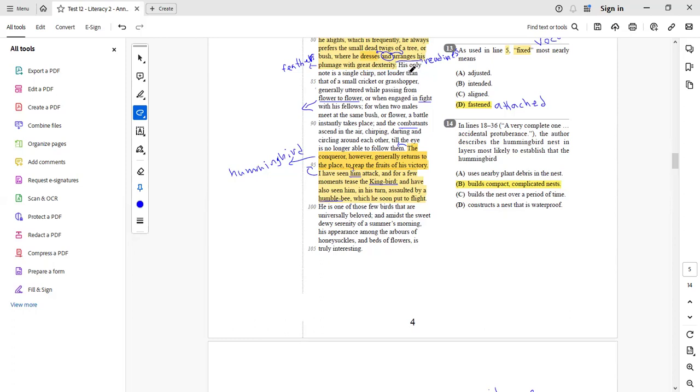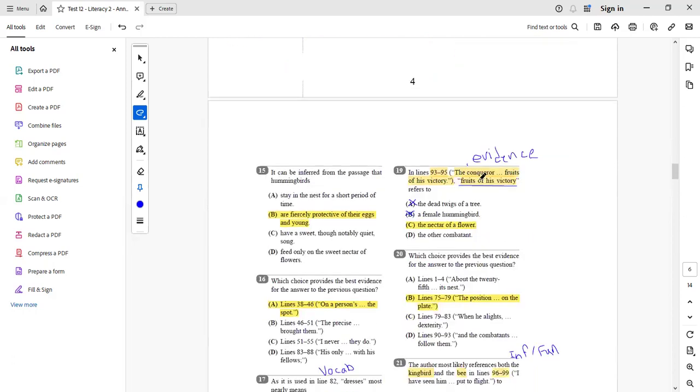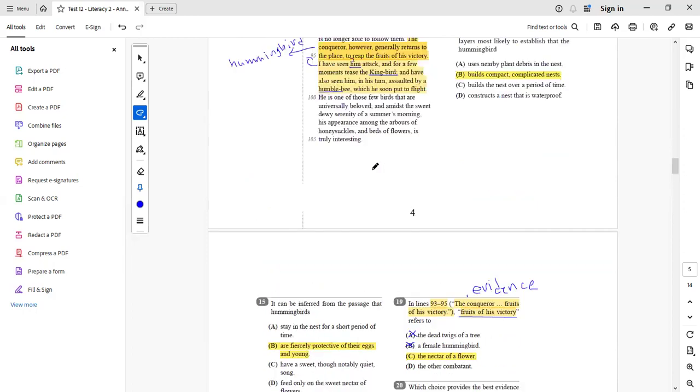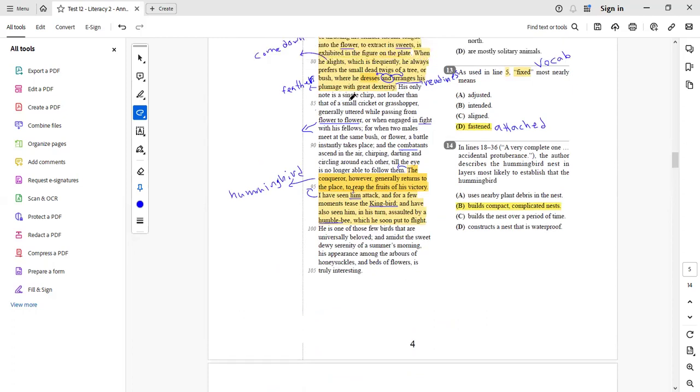He says his only note is a single chirp not louder than that of a small cricket. But note that this is where we read the lines, and it's very hard to find the answer from the same lines cited above in the evidence, but we will read it anyway. His only note is a single chirp not louder than that of a small cricket or grasshopper, generally uttered while passing from flower to flower or when he is engaged in a fight with his fellow. For when two males meet at the same bush or flower, a battle instantly takes place and the competitors ascend in the air, chirping, darting, and circling around each other till the eye is no longer able to follow them.